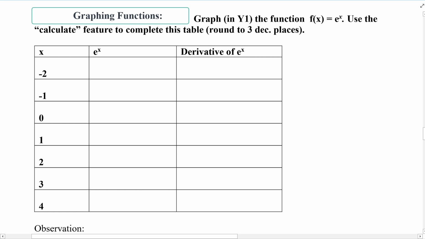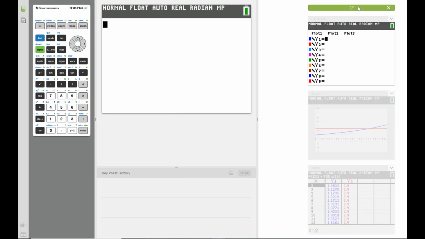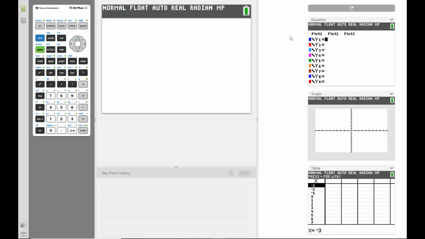Under e to the x and the derivative of e to the x, those spaces are blank because we have not found those values yet. So we are going to find those values using our graphing calculator next. Let's move to our graphing calculators so we can input the function we're trying to find values for. We're going to press the y equals button first.